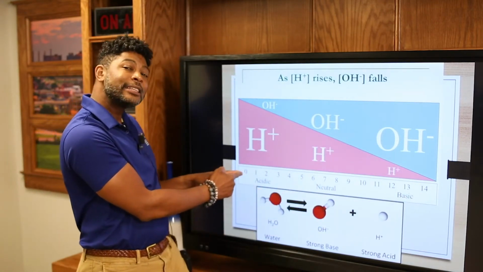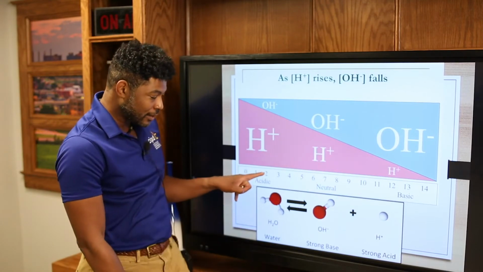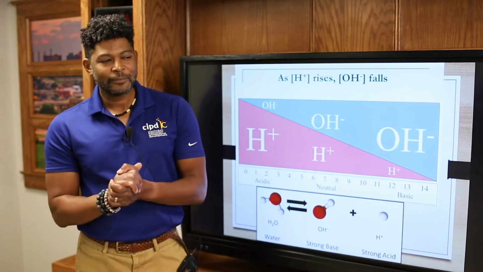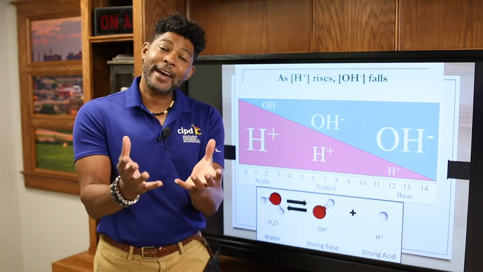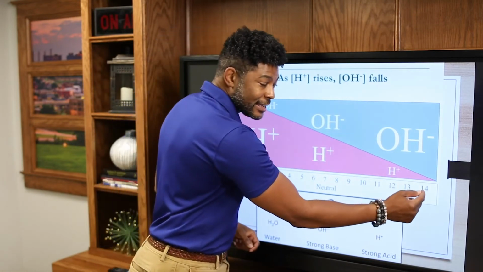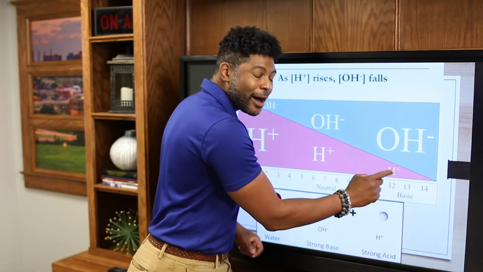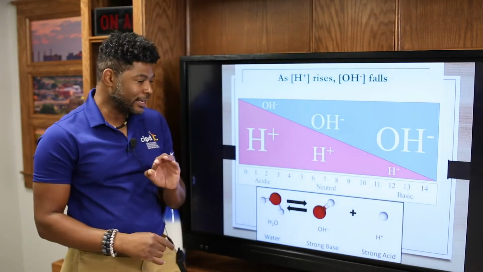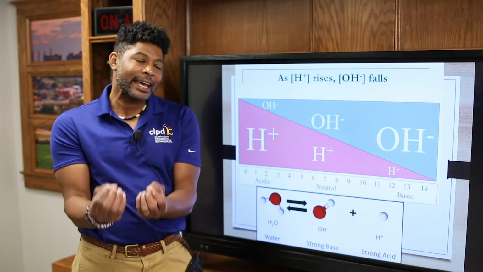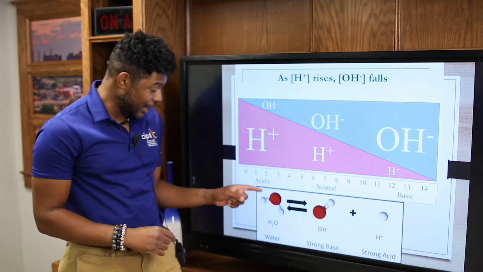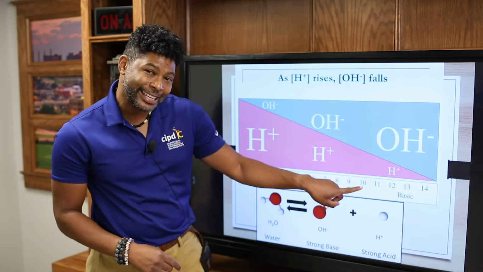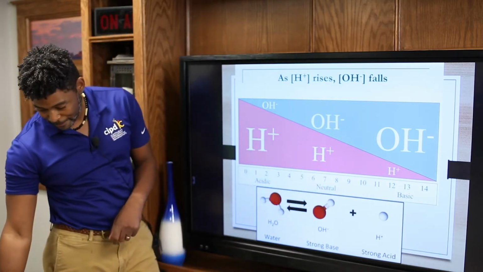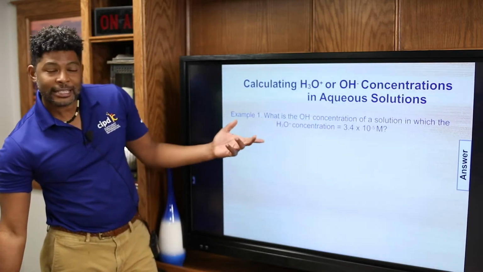This being 10 to the 0th power, negative 1, negative 2, negative 3, negative 4, all the way to negative 14. Now, again, don't get caught up on that as much as the fact that just realize that as this number gets bigger, my amount actually gets smaller, okay? That's why something that has a pH of, let's say, 10 has less hydrogen ions than something that has a pH of 1. Because this technically is 10 to the minus 10, whereas this is 10 to the minus 1.